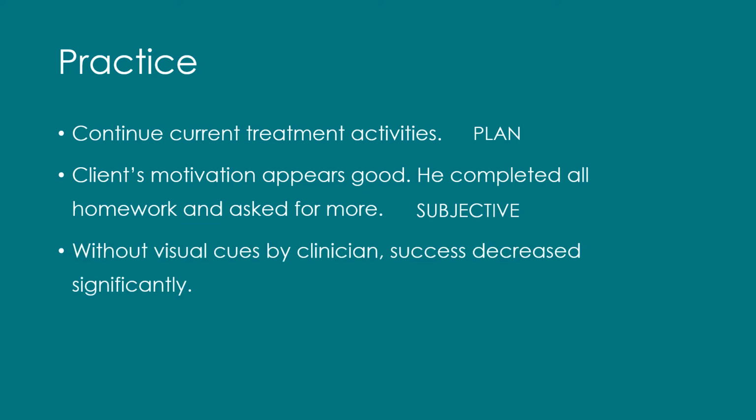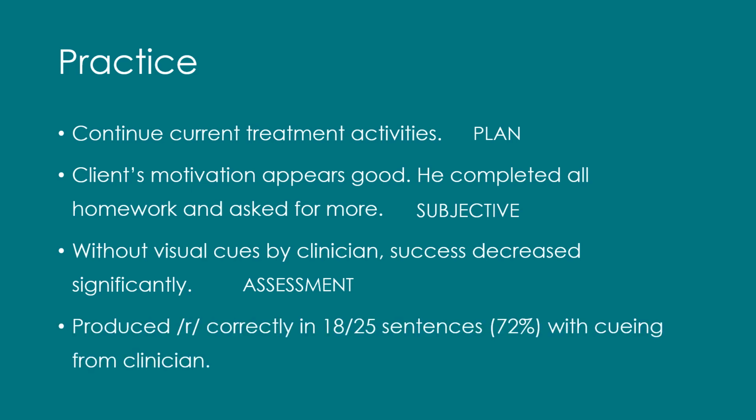The third piece of information is, without visual cues by clinician, success decreased significantly. This is a comparison of data as well as an interpretation of data, so this is the assessment. Our last piece of information is, produced correctly in 18 out of 25 sentences, 72%, with cueing from clinician. This information is measurable data, so this is the objective.